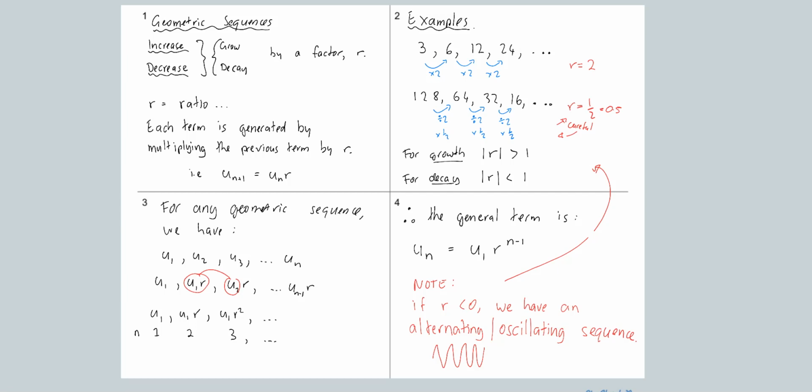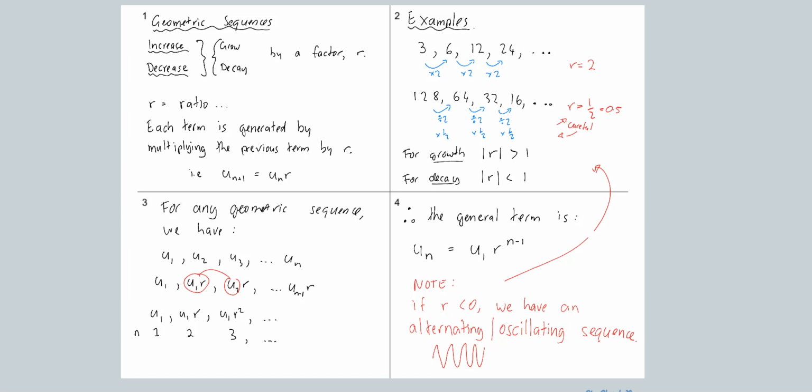But do note that if R equals 1, remember what I said? When R equals 1, it's trivial. It'll just be the same number over and over again. And if R equals 0, it's dodgy as well. Alright, so that was the geometric sequence with examples.